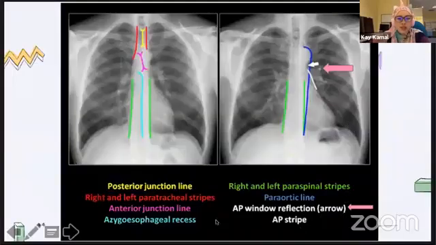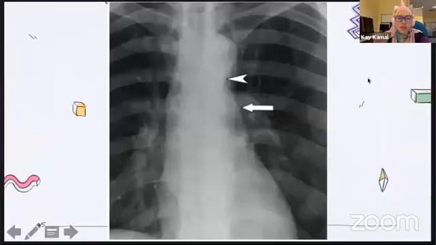Next, I'm going to show you the AP window. The AP window is this. You see this indentation over here? Yeah, that's the AP window because it's the aortopulmonary window. It's in between the aorta and the pulmonary artery. So this is the aorta and this is the pulmonary artery. So this is what you call the AP window, in between.